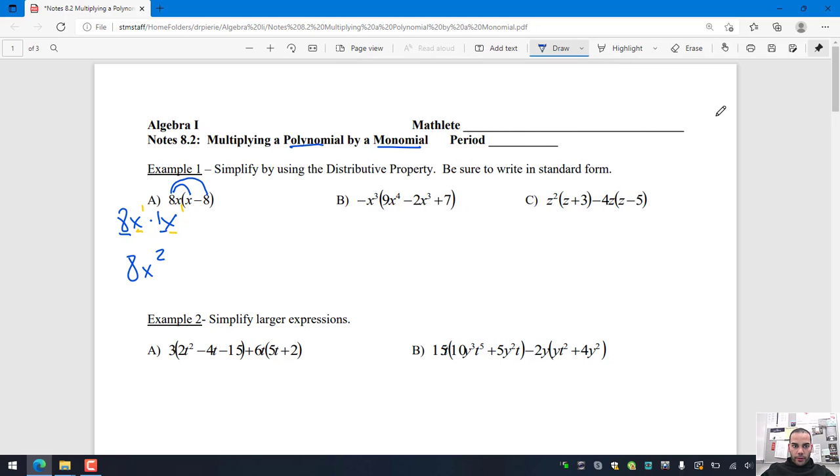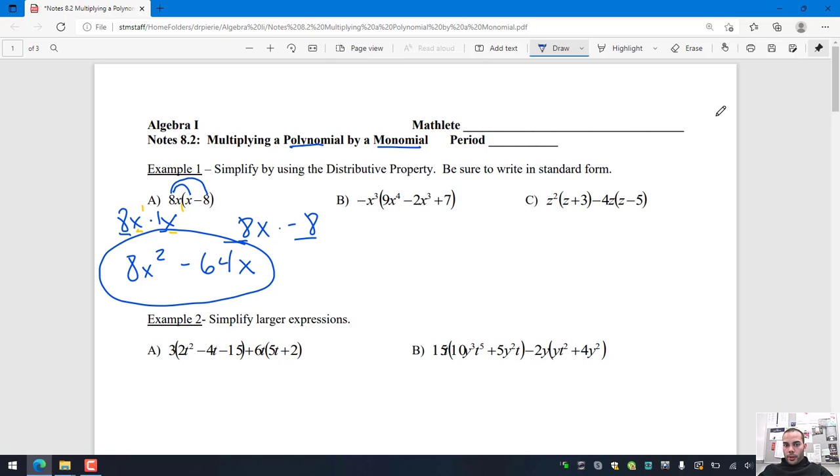8x squared is my first term, and then for the second term, I see 8x times negative 8. All we have to do here is combine the numbers with the numbers. 8 times negative 8 is negative 64. And then I've got to remember that leftover x times 1 is just x. My final answer should be 8x squared minus 64x.